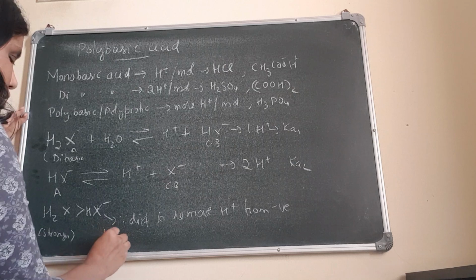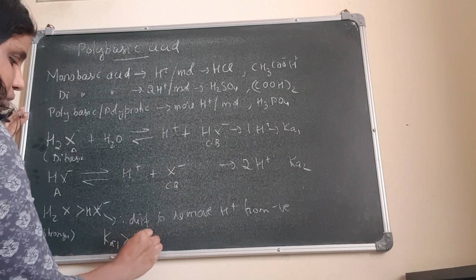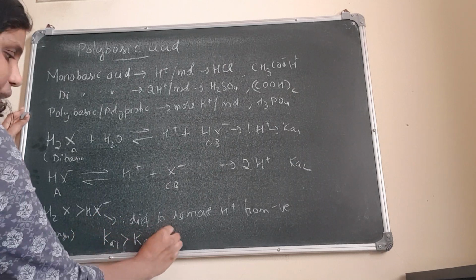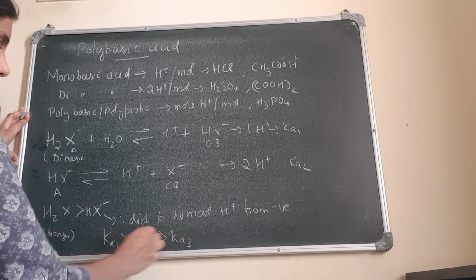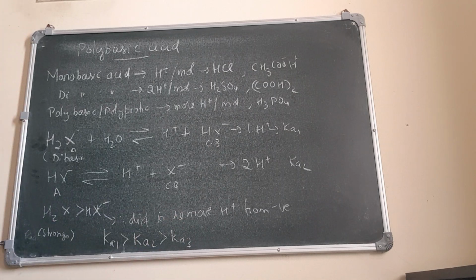Ka of a stronger acid will always be greater, the initial acid, and as it goes on dissociating, the successive acids which are formed are weaker. The reason, as I told you, is that it is difficult to remove a proton from a negative ion. So when you have reactions like this, the first one is always considered to be the primary reaction.